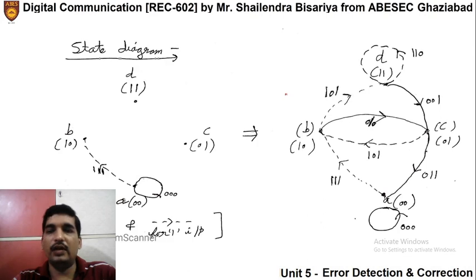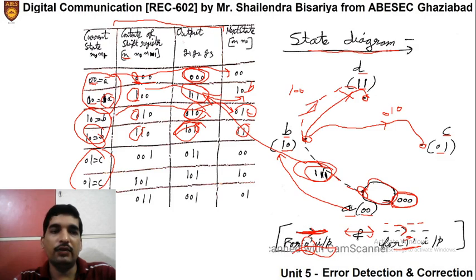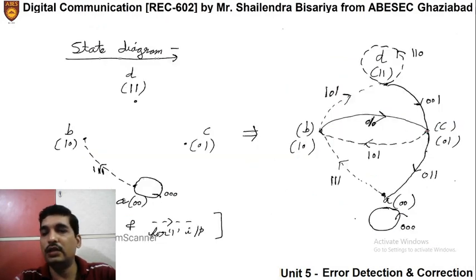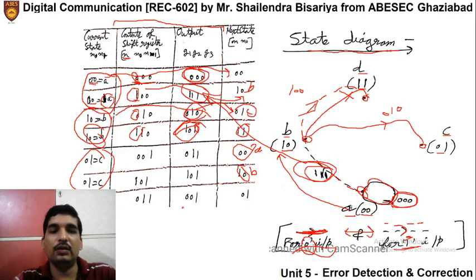So we will achieve this diagram as we have discussed, that from state B it will go to state C, or from B it will come to state D. Similarly, you can see that from state C it is coming to state A, or it is coming to state B. Similarly, from state D it will remain in state D, or it will come to state C, as you can see here.